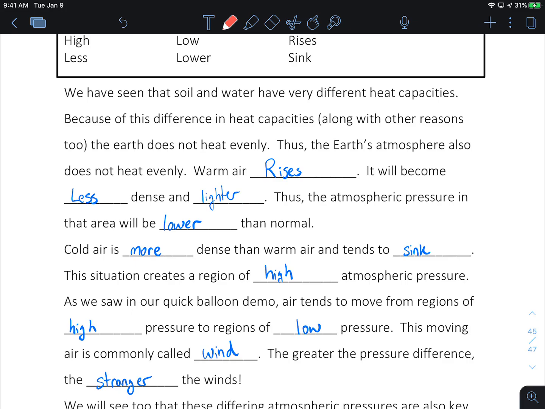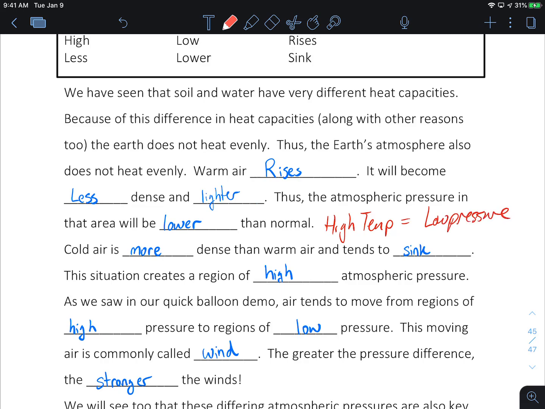If the air is above some hot sand, on the other hand, well, hot sand has a low heat capacity. It gives off a lot of heat. So the air that's directly above a desert will become quite hot, and quite a bit hotter than if the same amount of sunlight was shining on a lake. So this warm air will rise, it will become less dense and lighter, and thus the atmospheric pressure in the area will be lower than normal. So when you heat up the air, you'll have a zone of low pressure. So high temperature equals low pressure.